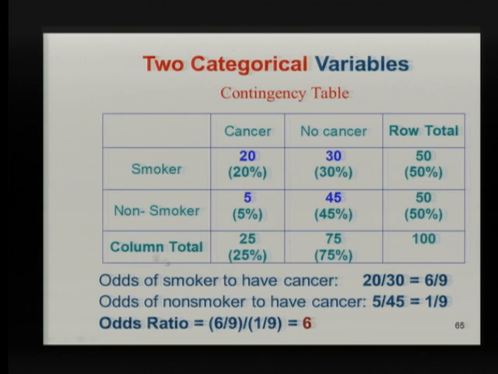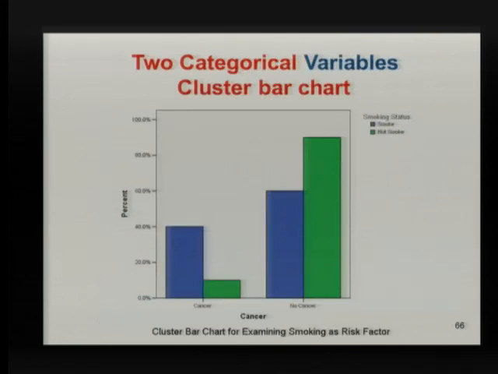Right? So that's for studying categorical variables. You have 2 categorical variables, you want to see the correlation between them. Okay, and we can also make a chart for that. This is called a cluster bar chart. Sometimes people call it, there are so many different names, right? Sometimes people call it a comparative bar chart. Comparing 2 categories of outcomes for 2 categories of subjects.